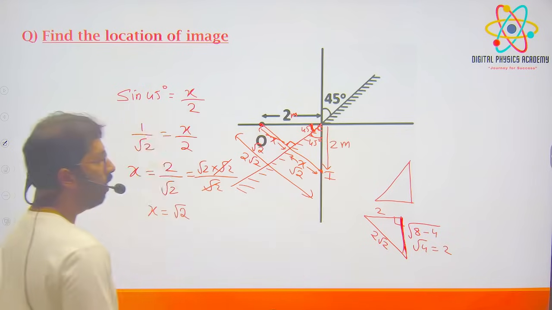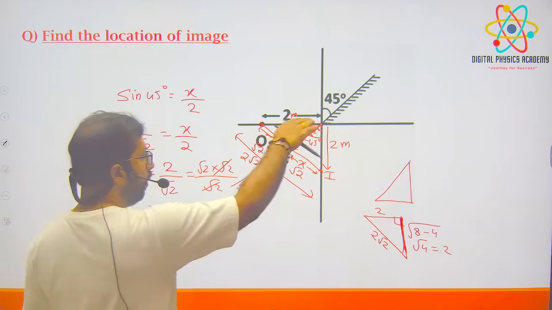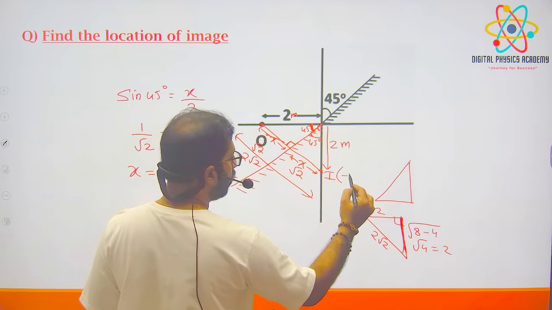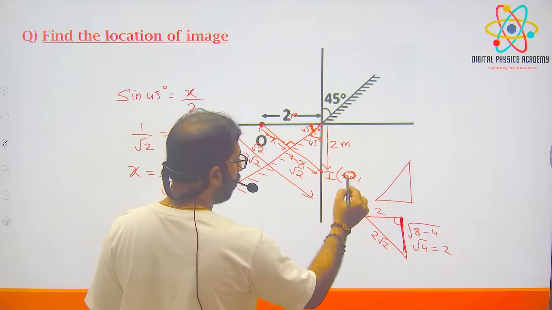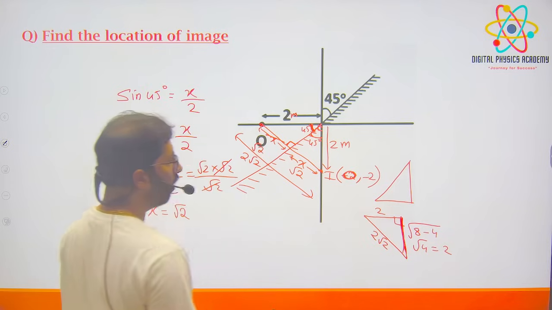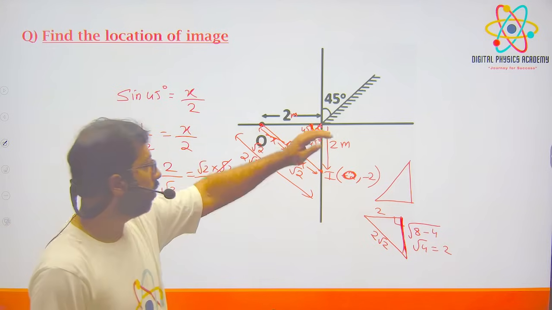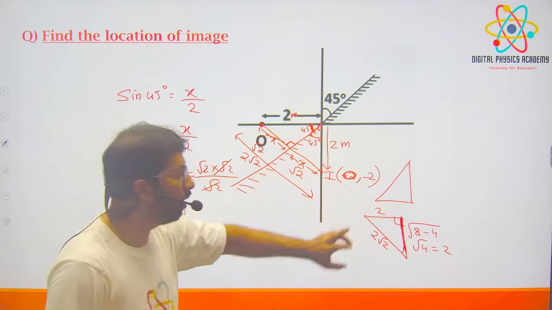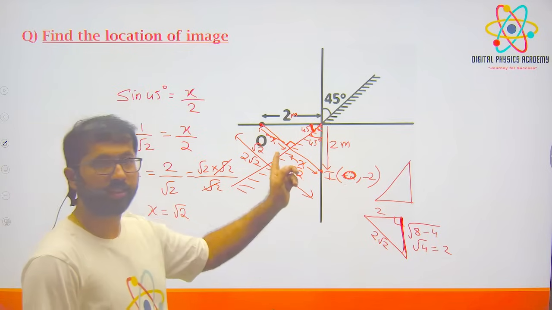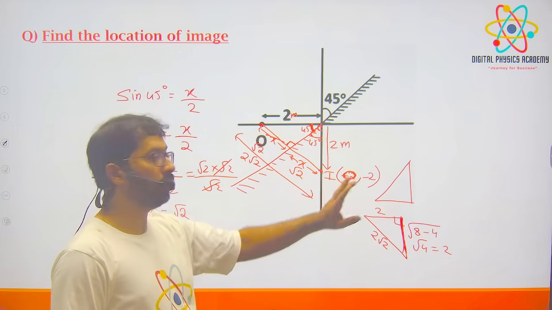So therefore, the location of the image below the mirror is minus 2, comma, y-axis में x is 0, right? So 0, comma, minus 2. Right? This is answer. आपको mirror से कितना नीचे image is formed means 0, comma, minus 2. Because y-axis में x is 0, right? X coordinate will be 0. 0, comma, minus 2 is answer.